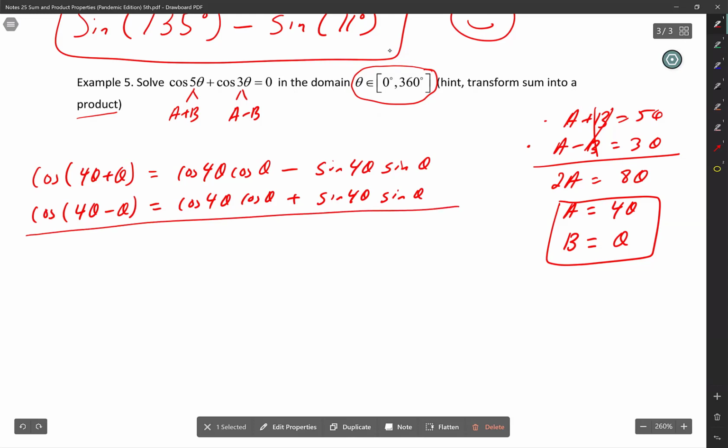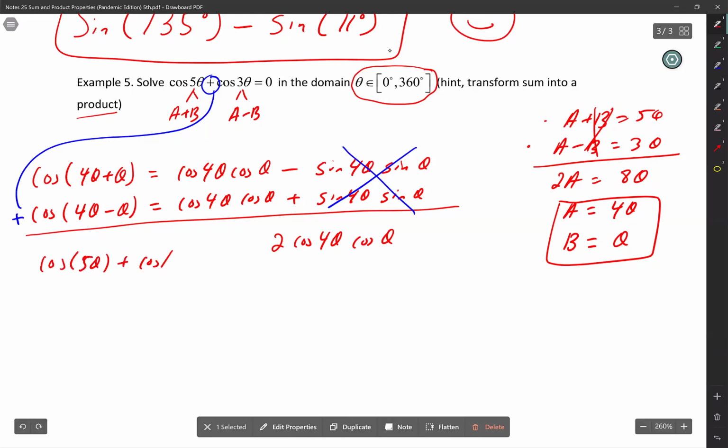I write a line, and then I just say, what am I doing? I am adding. Why am I adding? Because there's a plus symbol. So put the plus symbol here. That means everything stays as is. These signs cancel out. And here's my product. You're going to have 2 of the cosine 4 theta, cosine theta. So cosine 5 theta plus cosine 3 theta is equal to that. So catch up.